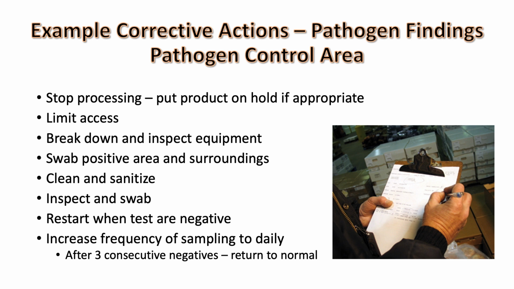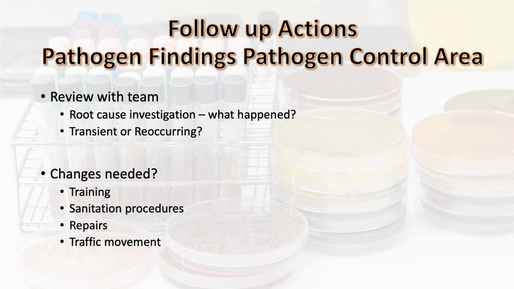The equipment or areas should then be cleaned and sanitized and inspected and swabbed. This would often be followed by increased and repeated sampling of the positive area until 3 consecutive negatives are determined. All corrective actions and the results should be well documented. The initial findings and short-term follow-up results should be reviewed by the Pathogen Environmental Monitoring Team with a goal of identifying the root cause of the positive sample site.